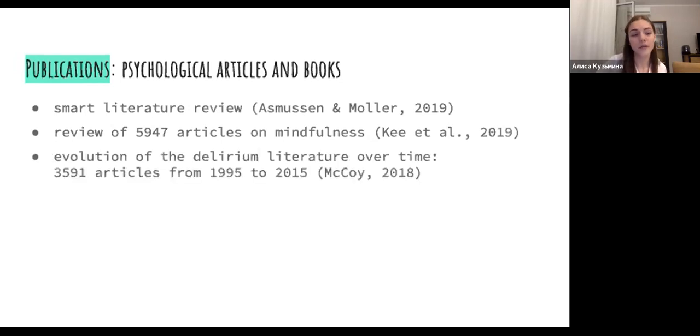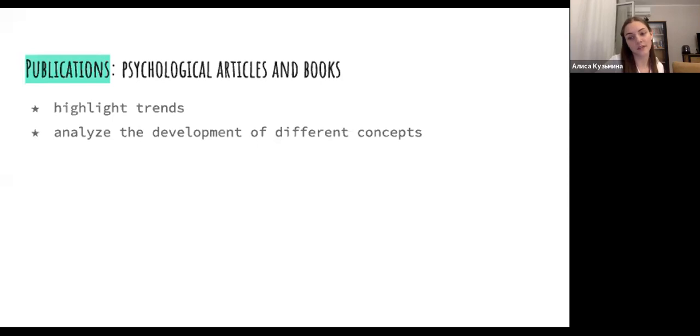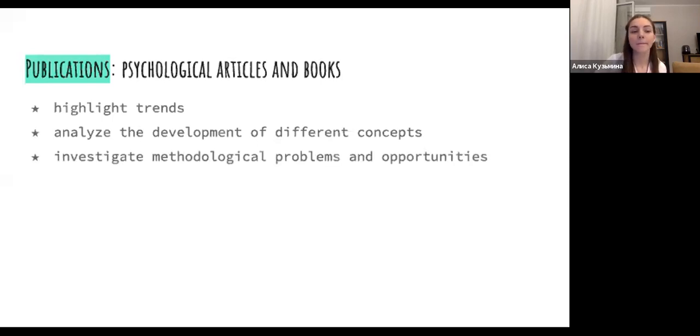And also there is a study that investigates the evolution of the delirium literature over time. It consists of 3,500 articles within a period of 20 years. So computational analysis of literature allows us to highlight trends in the whole field, analyze the development of different concepts in a field, and moreover, investigate methodological problems and opportunities in the field.